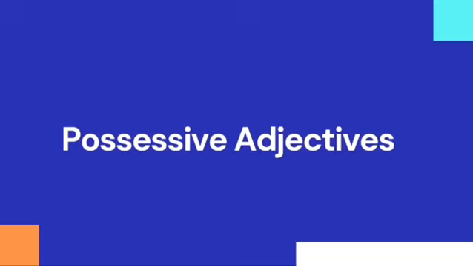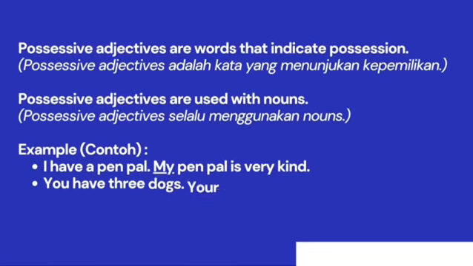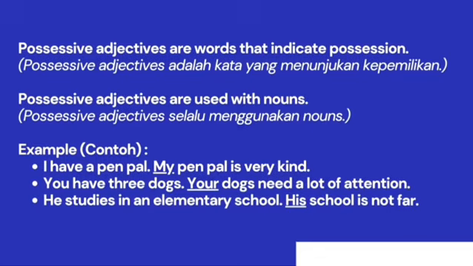Next, possessive adjectives. Possessive adjectives are words that indicate possession. Possessive adjectives are used with nouns. For example, I have a penpal. My penpal is very kind. You have 3 dogs. Your dogs need a lot of attention. He studies in an elementary school. His school is not far.